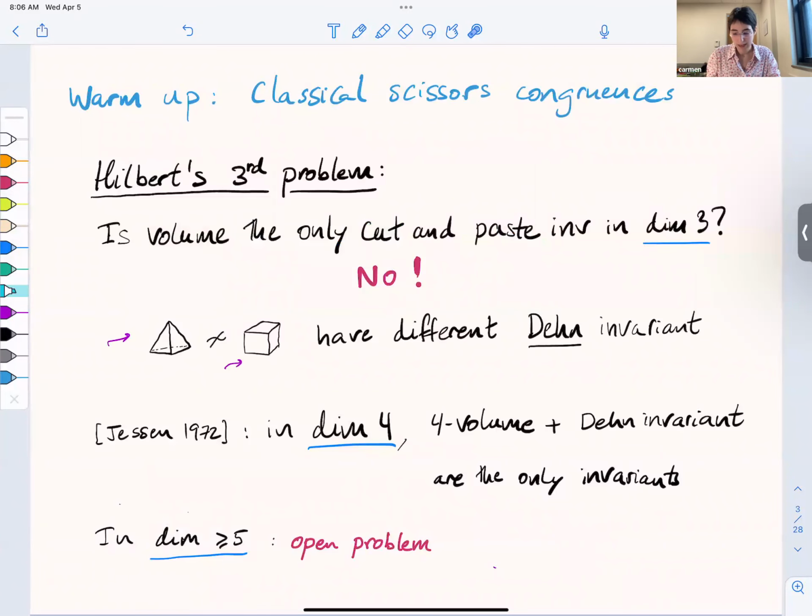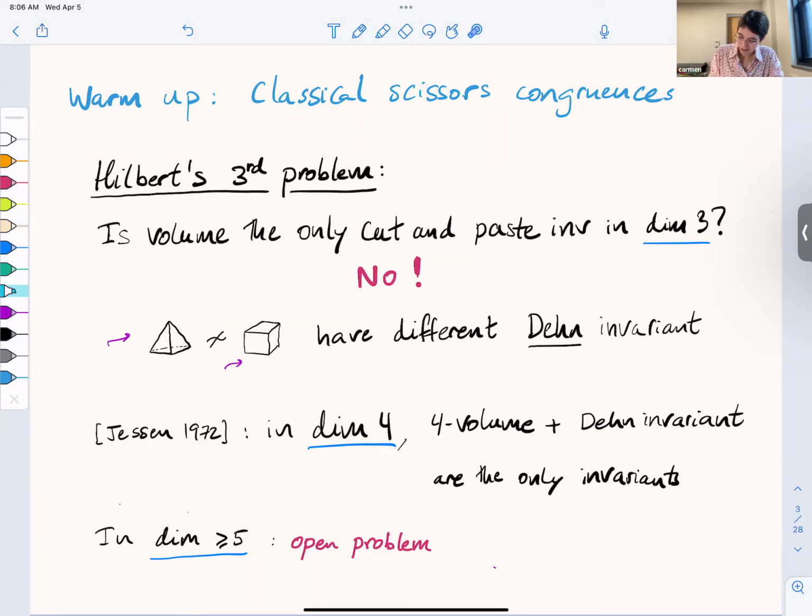Now, the next question is, how do we generalize this problem? You could think about going up in dimensions. We thought about polygons and we saw how it worked, but now how about three-dimensional objects? For polygons, it's pretty obvious that the only invariant is the area, but is it true that when you go up to dimension 3, the volume is the only cut and paste invariant? And the answer is no.